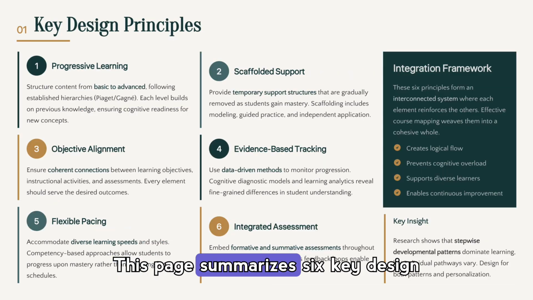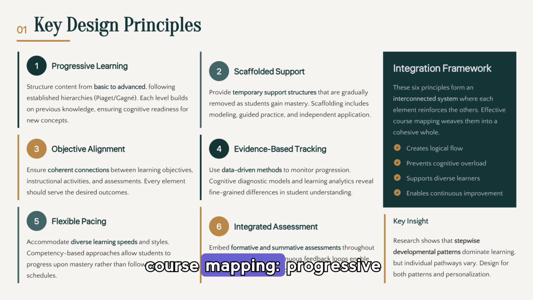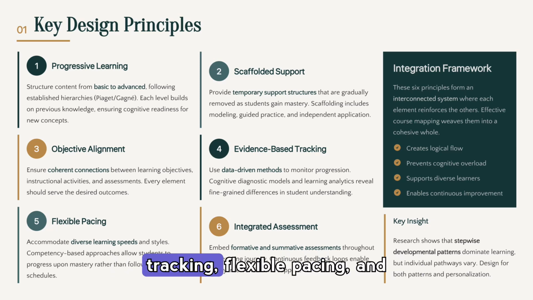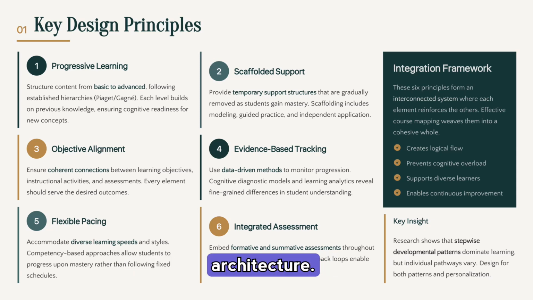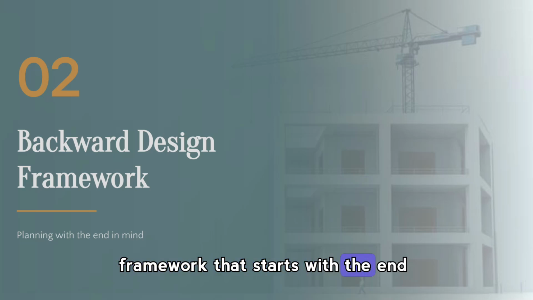This page summarizes 6 key design principles that guide effective course mapping: progressive learning, scaffolded support, objective alignment, evidence-based tracking, flexible pacing, and integrated assessment. These principles work together to create clarity for learners, prevent overload, and enable continuous improvement, turning isolated activities into a cohesive learning architecture. Now we shift to backward design, a framework that starts with the end in mind.